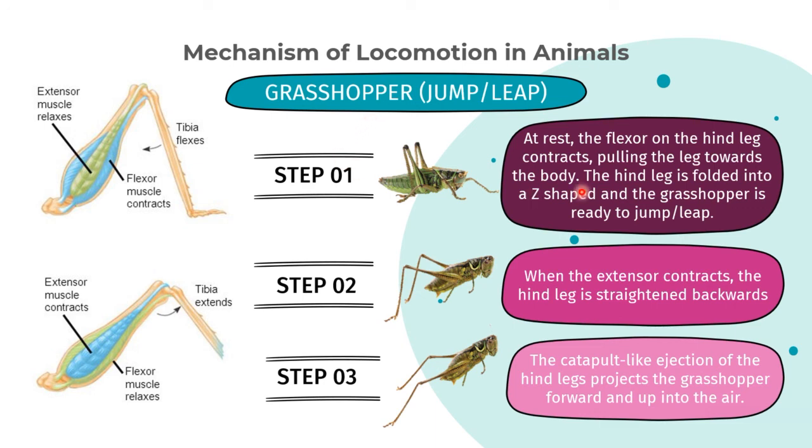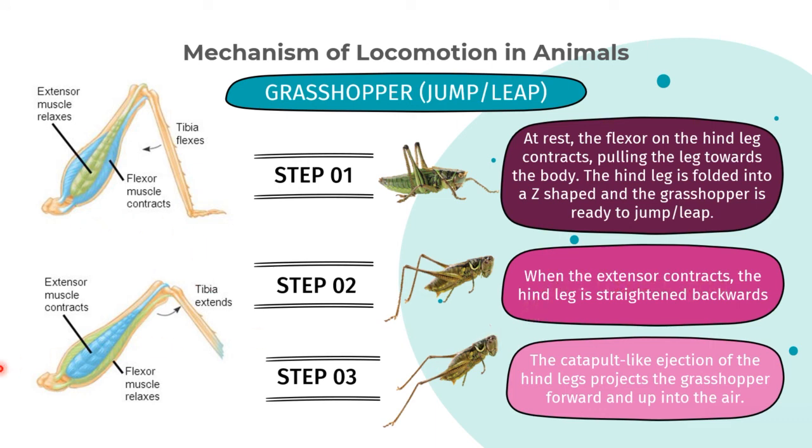So I repeat, at rest, the flexor muscle of the hind leg contracts, and it will pull the legs towards the body and the hind leg folds into a Z shape, and the grasshopper is now ready to jump. You have to know that when the flexor muscle contracts, at the same time the extensor relaxes. And then what happens next?